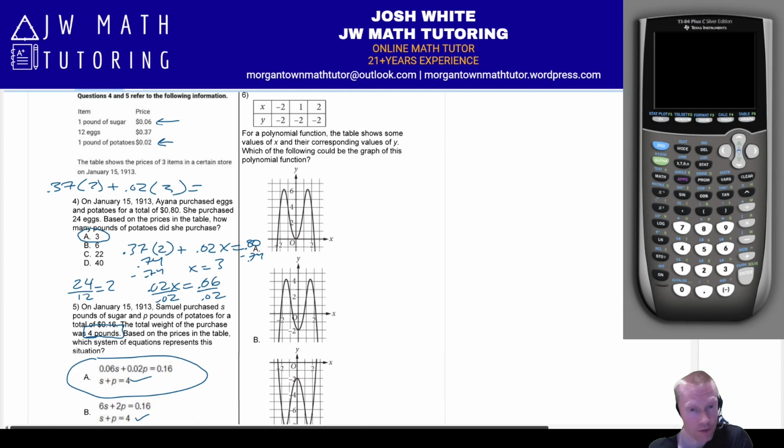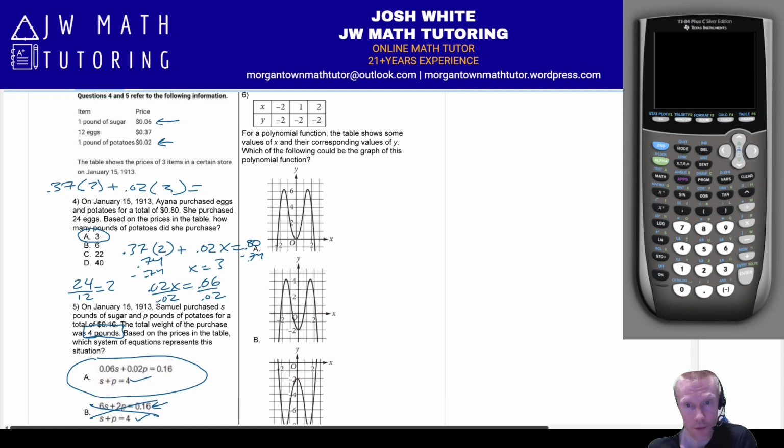B is not correct because on the right side you have dollar format right here, 16 cents, but as in dollar format. Whereas on the left side, you have the prices listed in cent format, technically 6 cents and 2 cents. They need to be in dollar format. So the correct answer for 5 is going to be letter A.